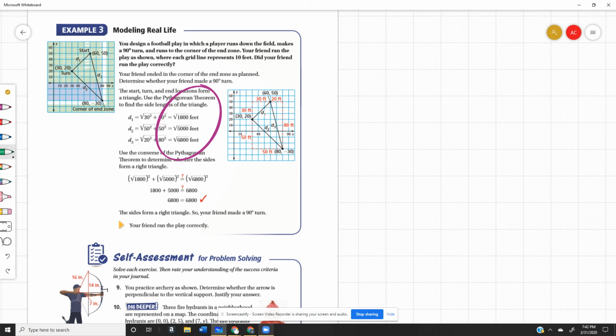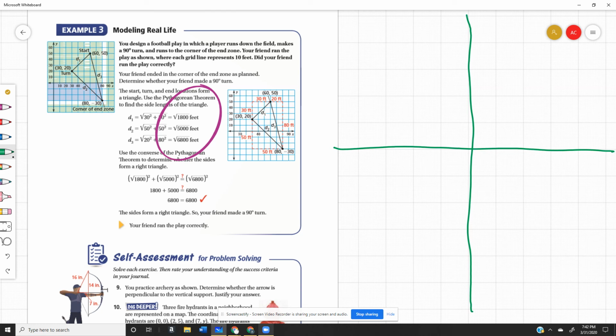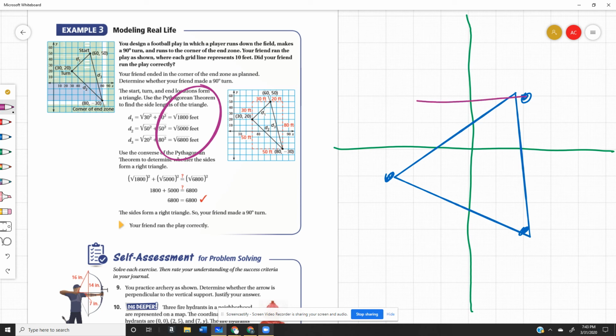So for instance, I've got my grid right here. I might just plot 3 random points. A point, a point, and a point, and then connect those points to make a triangle, and then try to identify if this is a right triangle. Now, obviously, we can all look at this one and see that it's not, but where can I make the right triangles? That's the point. Where can I make the right triangles?